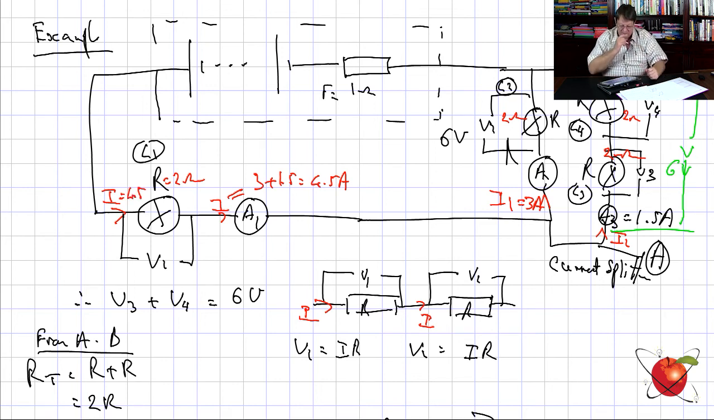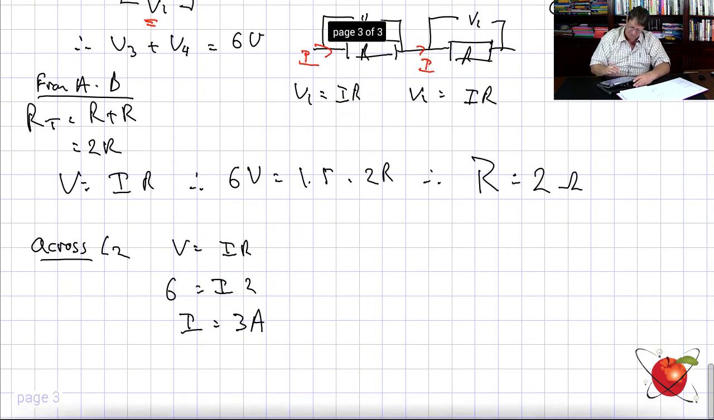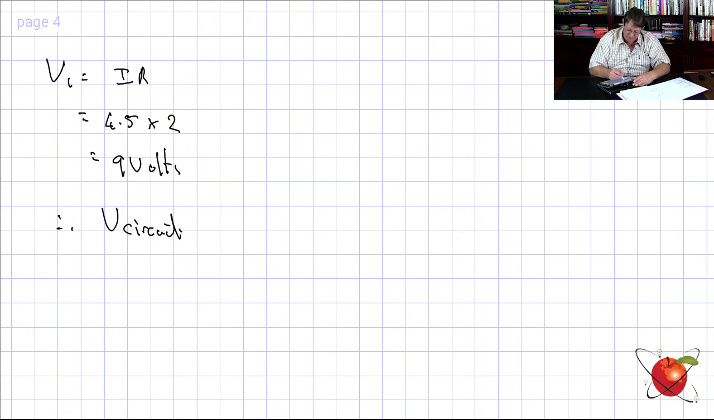So now we can work out the voltage across V1 over here, can't we? Okay. What do I say? I start a new page. I say that V1 is equal to IR. So V1 must be equal to 4.5 amps multiplied by 2, which is equal to 9 volts. Therefore, V of the circuit is equal to 9 plus 6, which is equal to 15 volts. So the reading on a voltmeter across the battery would be 15 volts.